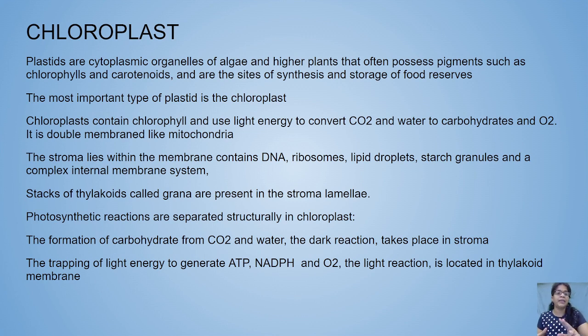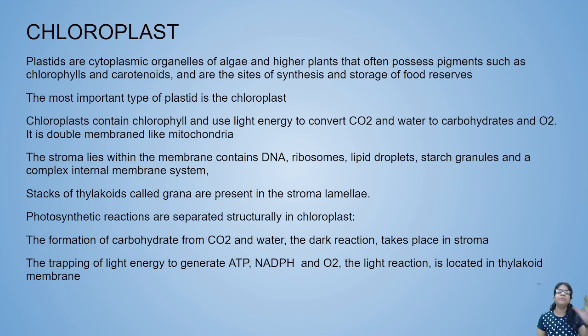So there are two different reactions called light reaction and dark reaction that would happen in chloroplast. These chloroplasts are nothing but the plastids. Plastids are the cytoplasmic organelles of algae and higher plants that often possess some pigments. I told you chlorophylls are chlorophyll A, chlorophyll B. There are types of chlorophylls and carotenoids. These are all the colored plastid substances that are present in the cytoplasm of many algae and higher plants. They are also called the storage for the food reservation.